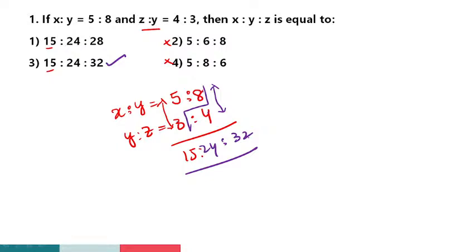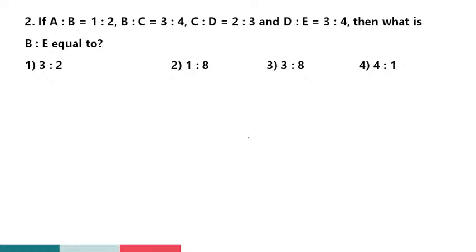Okay, and move on to the next one. If A is to B is equal to 1 is to 2 and B is to C is equal to 3 is to 4, C is to D is equal to 2 is to 3 and D is to E is equal to 3 is to 4, then what is B is to E equal to?